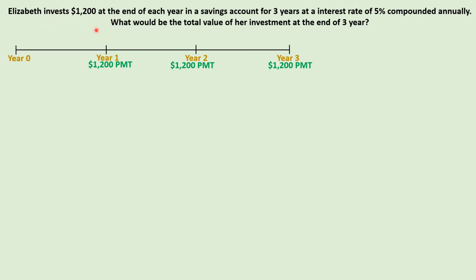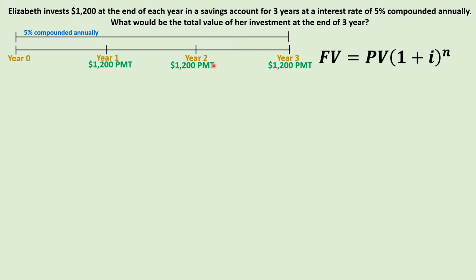What we can do is use the compound interest formula for future value to find this. Another thing we have to keep in mind is that this time period is compounded at 5% annually. So we're just going to use our future value equation to solve for each individual $1,200 and see what it's worth. So let's quickly get into that.